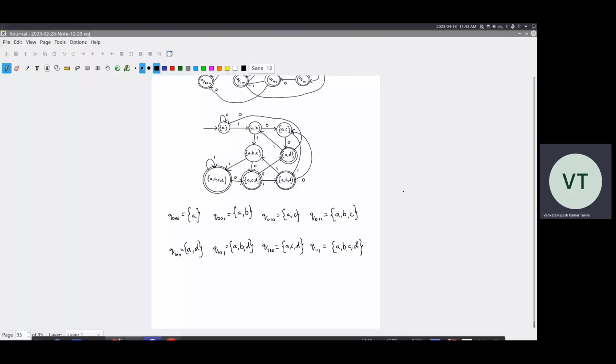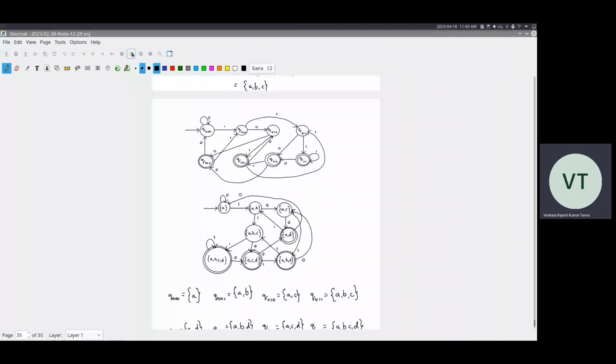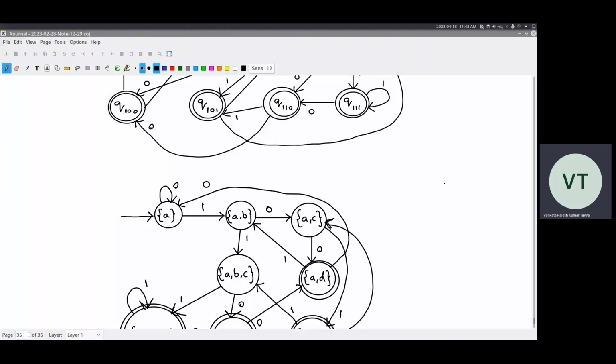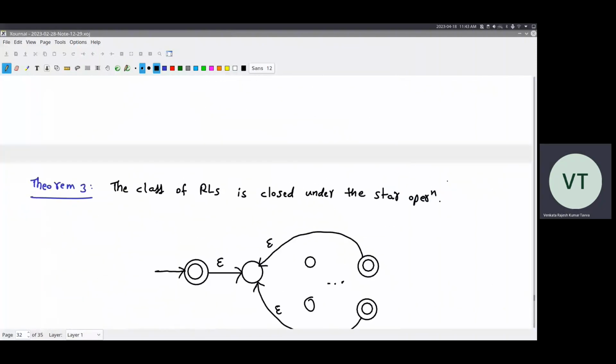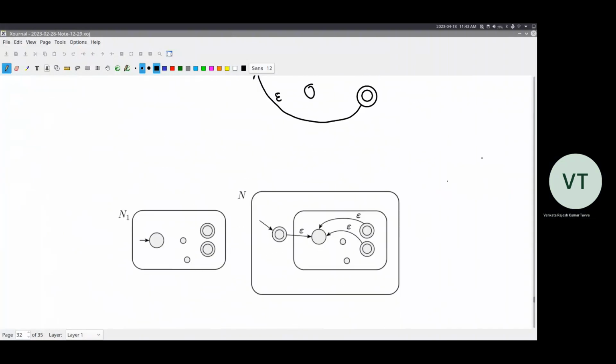Okay, good morning all. So in the last class, we looked at the proof of the third theorem, that is, the class of regular languages is closed under the star operation.